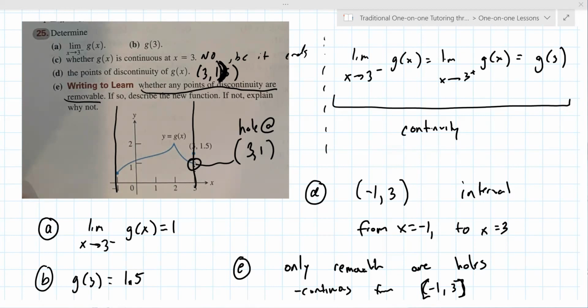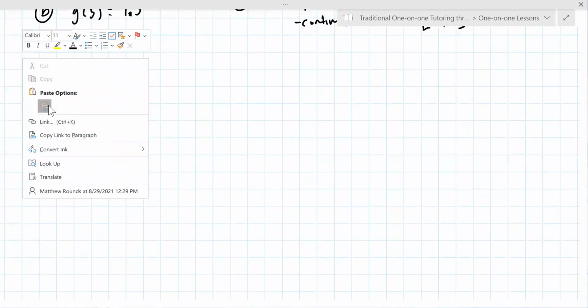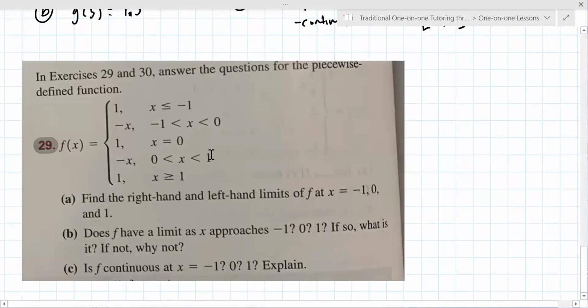All right, so I think that takes us to 29. 29 is kind of like one of the problems we saw on your, maybe it was your Pearson. Find the right hand and left hand limits at these 3 points. So A is really 3 questions. Find the left hand limit and right hand limit at x equals -1. Okay, so for -1, we're going to use this block here.